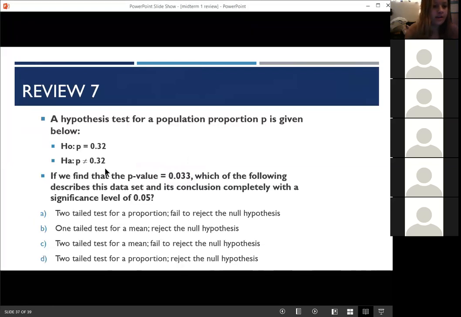All right, I think we have two more. Okay. All right, a hypothesis test for a population proportion p is given below. If we find that the p-value is 0.033, which of the following describes this data set and its conclusion completely with a significance level of 0.05? So let me know what you think about this one.